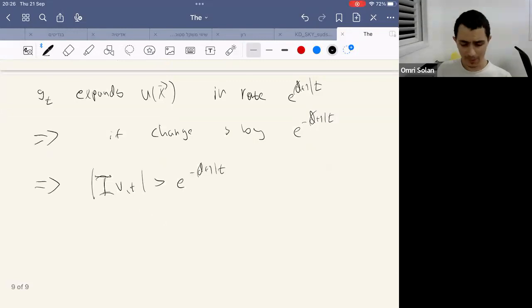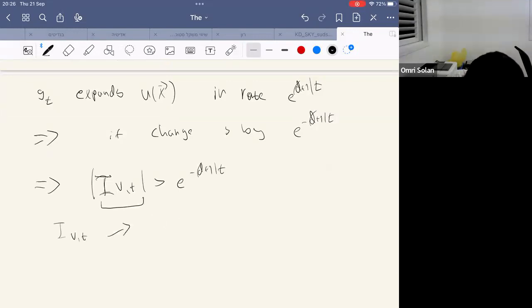So now I will separate these intervals into two different cases. I_{v,t} is big if I_{v,t} is larger than e to the minus (d plus 1) t plus square root of t, and small otherwise.